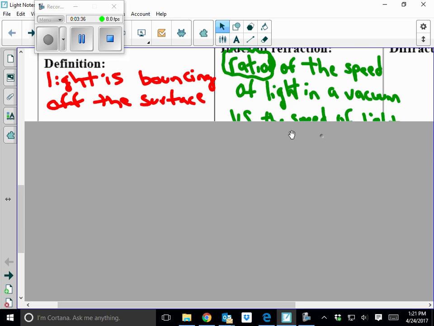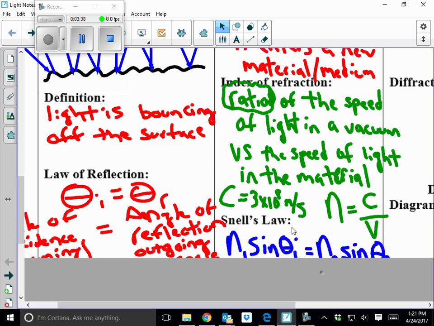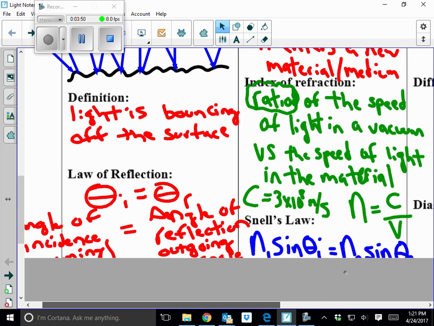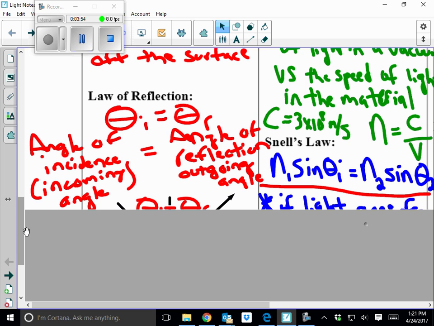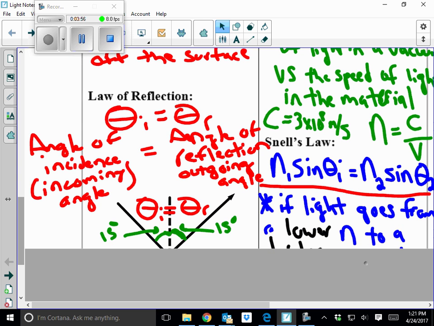Okay, so the first thing I want to talk about is reflection. Reflection is a property of light, and I want to go right down to the definition. The definition of reflection of light is simply bouncing off of a surface. And it follows the law of reflection. The law of reflection states that the angle of incidence, or the incoming angle, equals the angle of reflection, which is the outgoing angle. And that is always true no matter what type of surface.